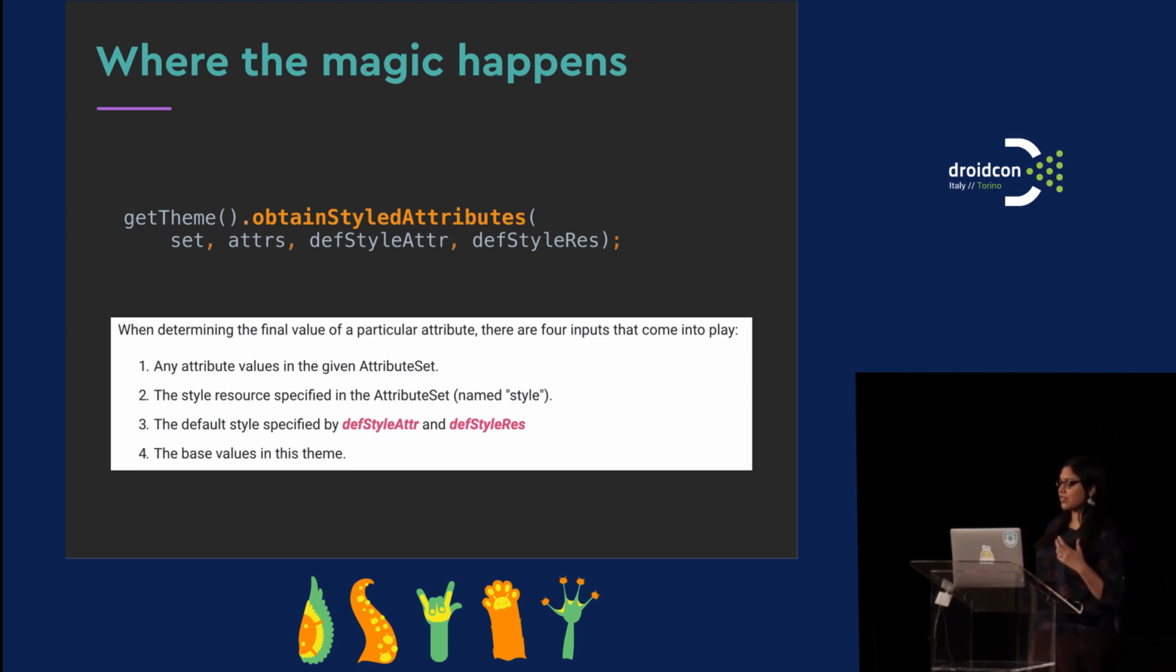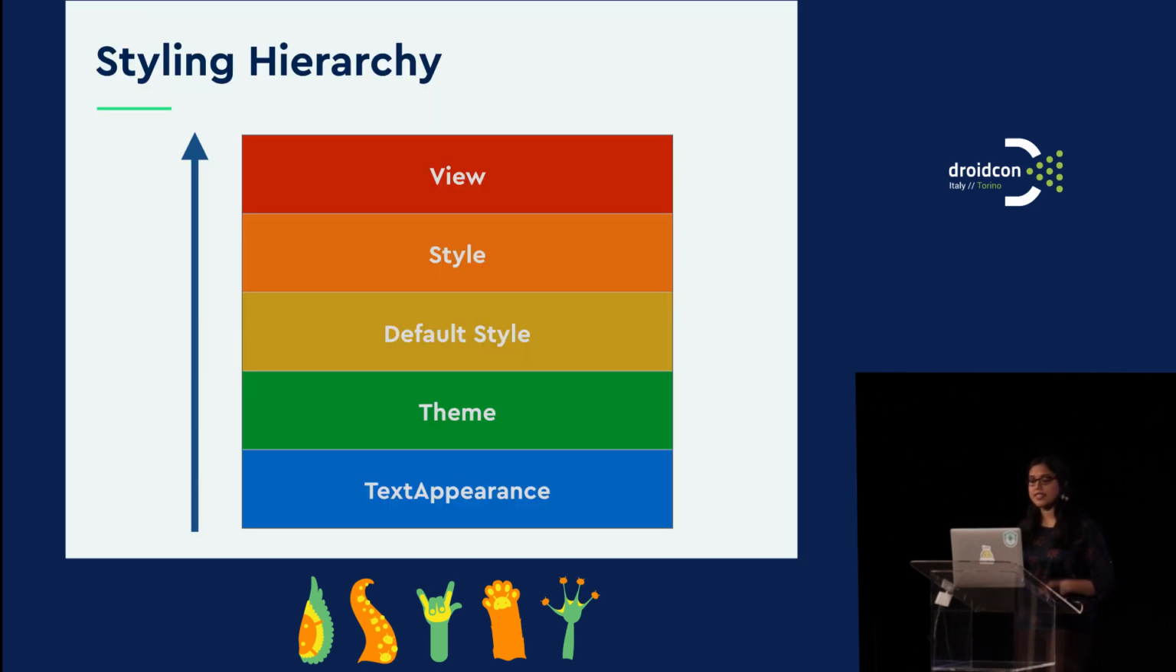That is surprisingly well documented by Google. So the first parameter is the view level attributes. The second one is the attributes that it supports. And the last 2 have to do with the default style. So the default style attribute, which in our case is R.attr.cardViewStyle, and the default style res, which is the round card view style. And this method uses this styling hierarchy to figure out which one wins, where everything on top overrides everything at the bottom.